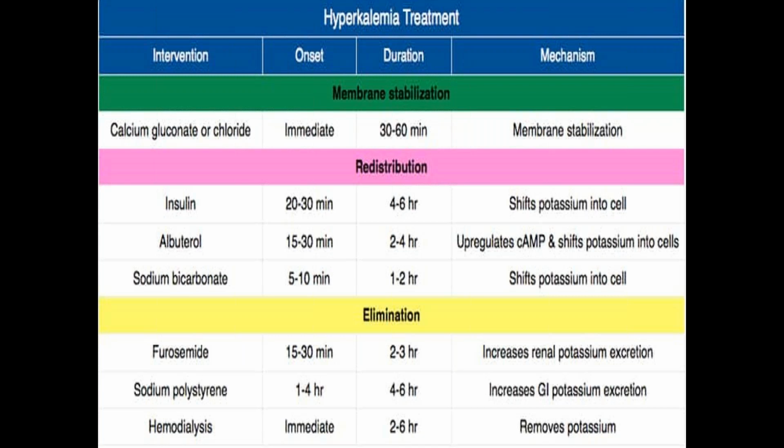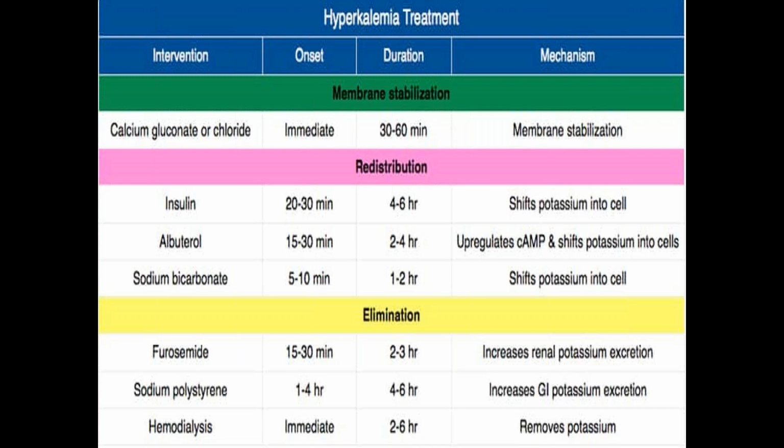So for pushing it into the cells, we can use insulin dextrose infusion. This is quite effective. We can do a salbutamol nebulization, or we can alkalinize the blood by administering sodium bicarbonate. All three push the potassium into the cells.